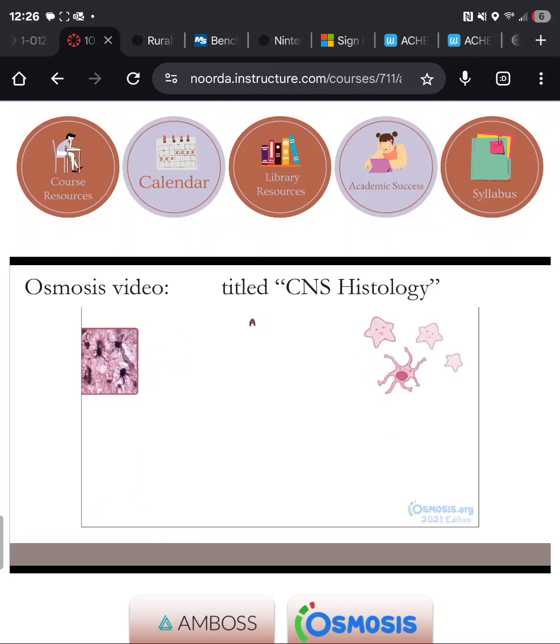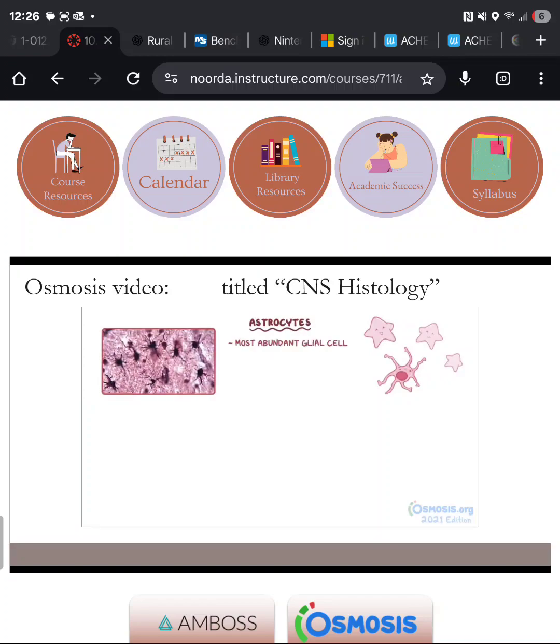In the CNS, the star-shaped astrocytes are the most abundant type of glial cell. They have many long processes that extend in all directions from their cell body. Many of the processes have enlarged terminal ends called foot processes, which surround capillaries as part of the blood-brain barrier. The foot processes help induce and maintain the formation of tight junctions between endothelial cells.